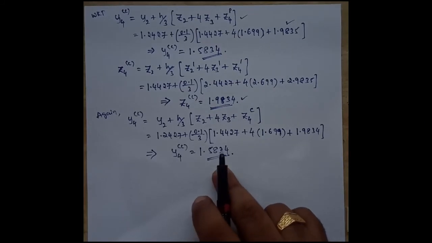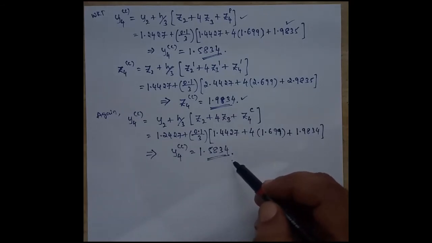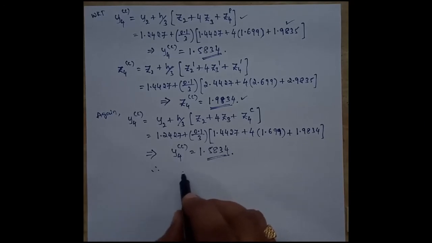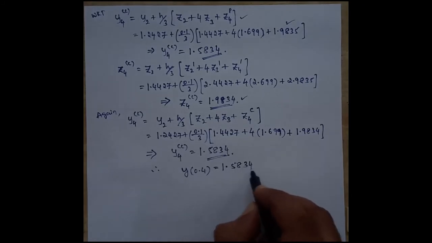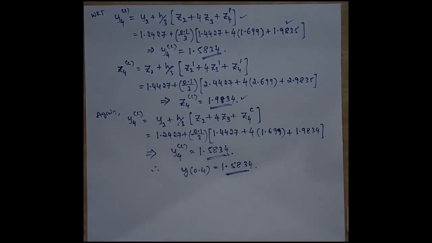And if you compare the two corrected values here, both are the same, so you can stop the procedure and conclude the answer. So the conclusion is y of 0.4 equals 1.5834. So this is the required answer for the problem. So this is how we can solve a second order ordinary differential equation using Milne's predictor corrector formula.